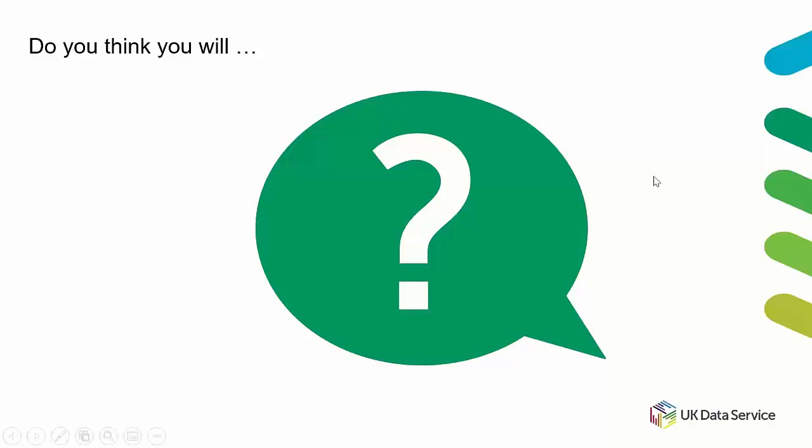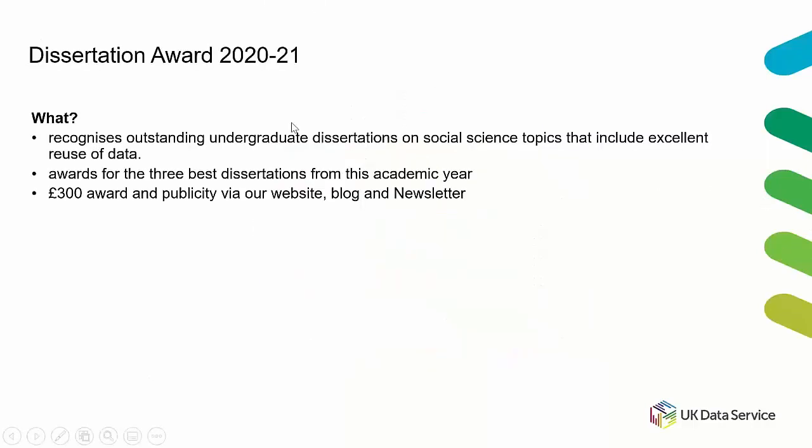Okay, and for those who are thinking of doing secondary analysis with data from the UK Data Service, I'm just going to run through some of the information about the Dissertation Award. We are running the award this year. We ran it last year as well. The aim of the award is to recognise outstanding undergraduate dissertations that include excellent reuse of data. We'll be looking to award 3 dissertations this year, so we'll pick the best 3 that we get. Each winner will receive a £300 award and publicity via the website, blog and newsletter.